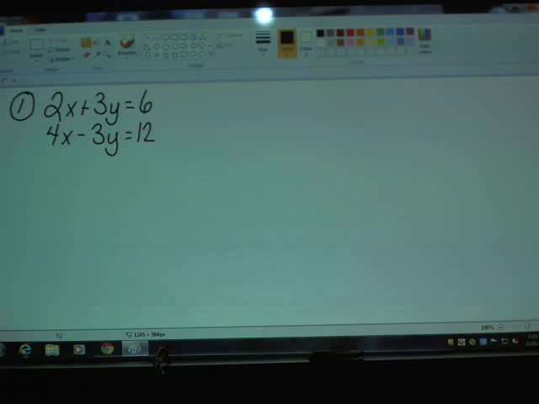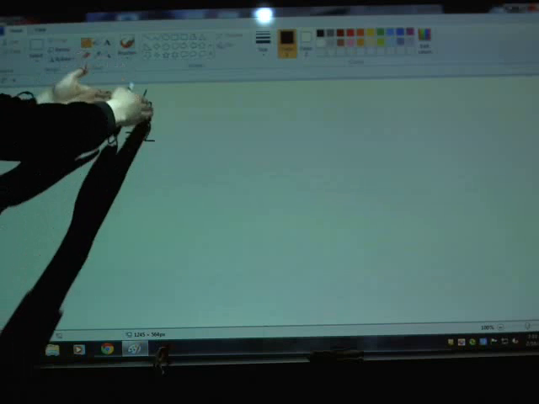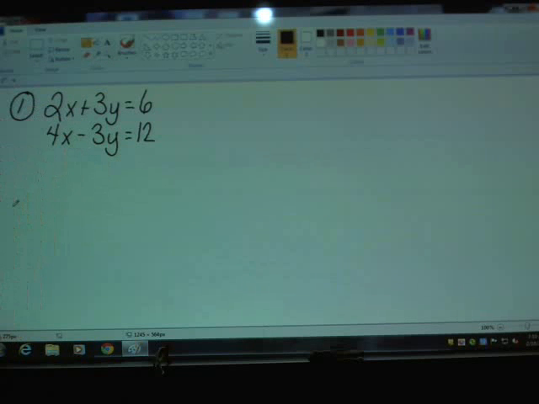All right, so once we've done that, what the directions say now in step 3 is we're going to add these guys vertically. We're going to add each element vertically. So we're going to add the x elements and find a solution, add the y elements and find a solution, add the 6 and 12 and find a solution.